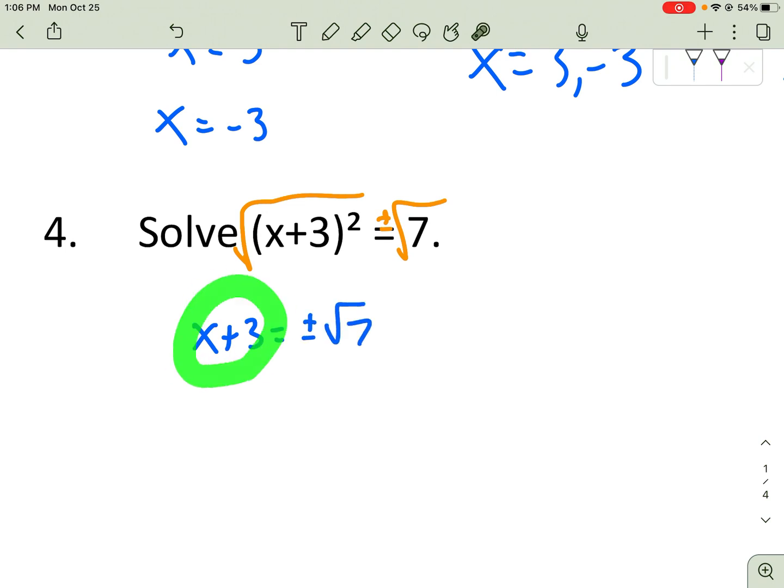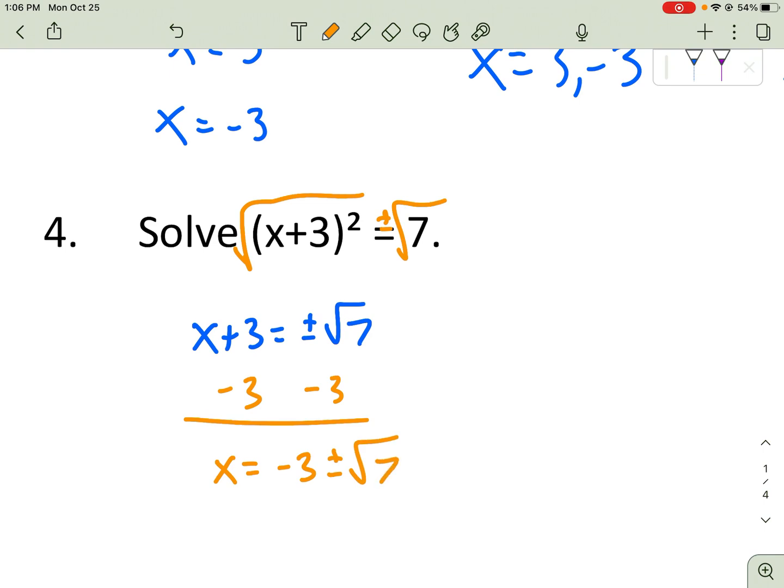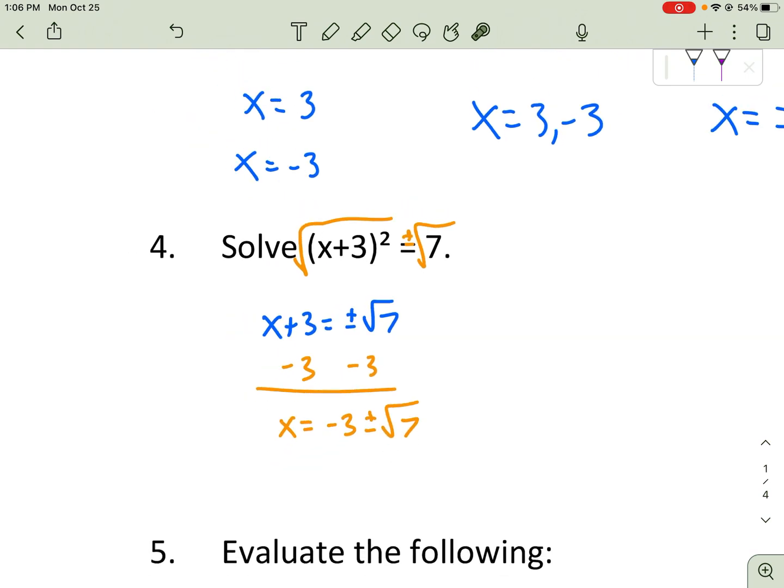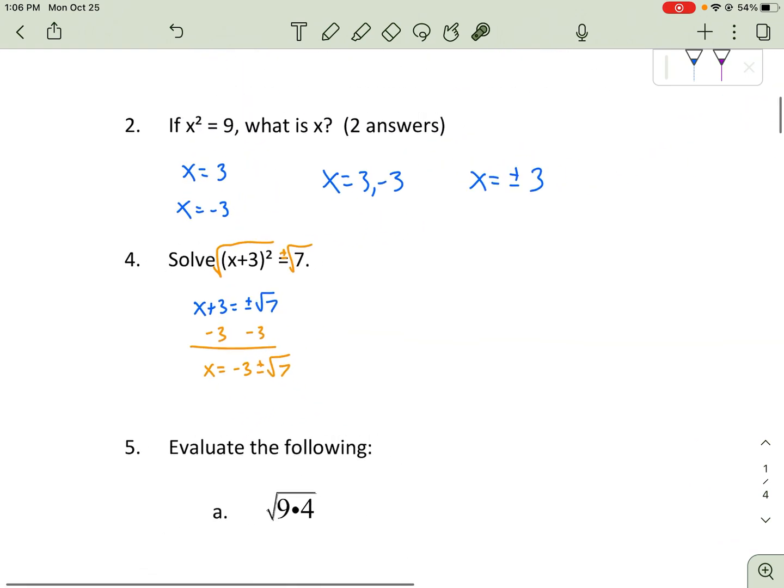Then you just solve this like normal. We're just going to leave this answer like this. So solve this like normal to get x by itself, which by that I mean subtract 3, and you get x equals. Now you can write the square root first, but usually we write the number that's not square rooted first, and then like that. So you have 2 answers, negative 3 plus square root of 7, whatever that is. You can do that on a calculator, and you get negative 3 minus square root of 7. And you could do that on a calculator, but we're not using decimal answers on these problems.